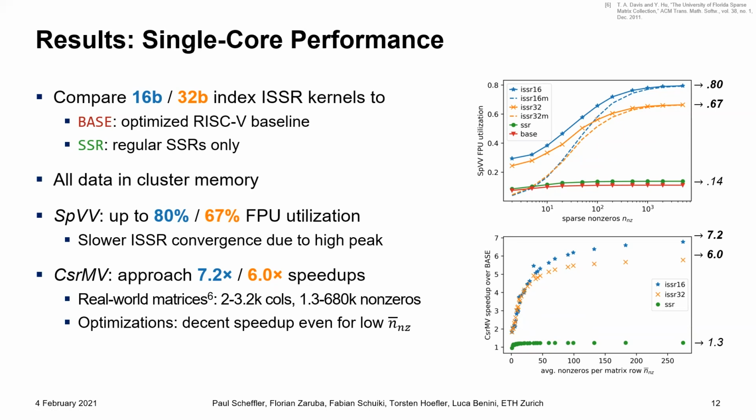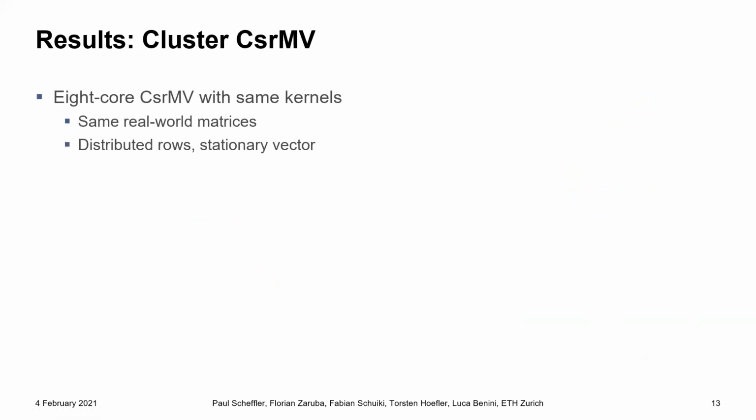And this allows us to have decent speedups even for a low number of average non-zeros per matrix row, which is what we plotted here, which is roughly equivalent to the number of non-zeros in a vector if we try to compare performance or complexity. So here we see that our implementation is still significantly faster than the baseline for few elements per row, thanks to this. So on cluster performance, as I said previously, we also implemented a cluster variant reusing the same kernels.